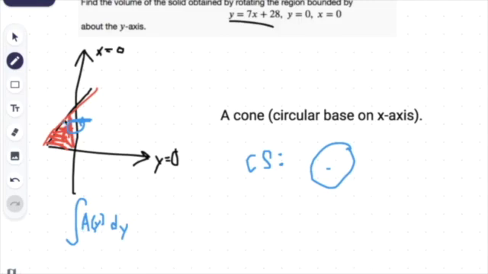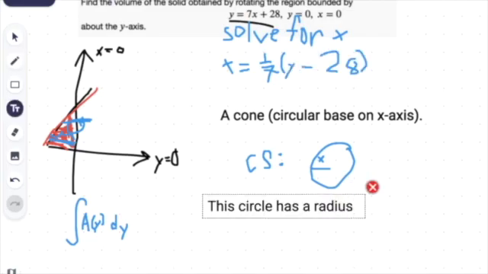Now if I look here, this circle that I'm rotating has an area, and the radius is x. The radius of this circle is equal to whatever the x value is at this point. I'm looking at a circle that has a radius going this way of x. I want to express that in terms of y. And so I can use the fact that y equals 7x plus 28 to solve for that. I want to solve this for x so that my expression is in terms of y. If I do that algebraically, I get x equals 1/7 y minus 28. This circle has a radius of 1/7 y minus 28.